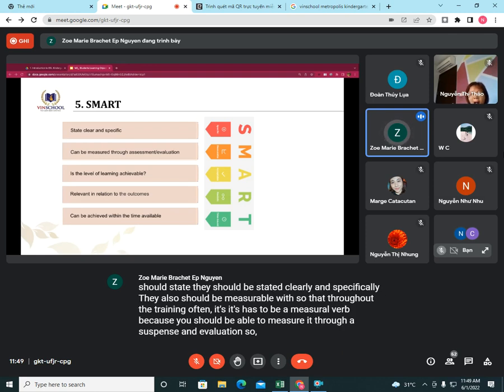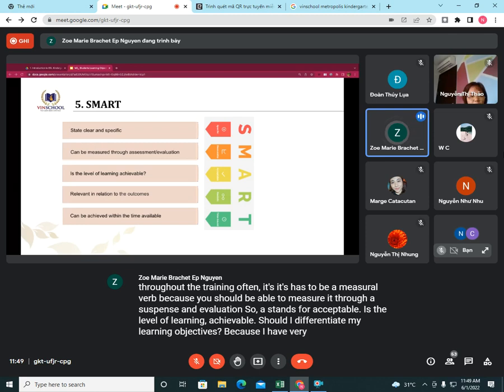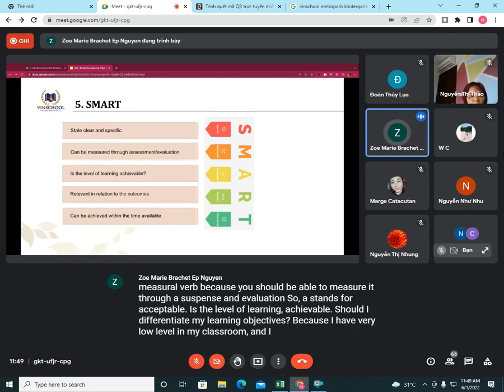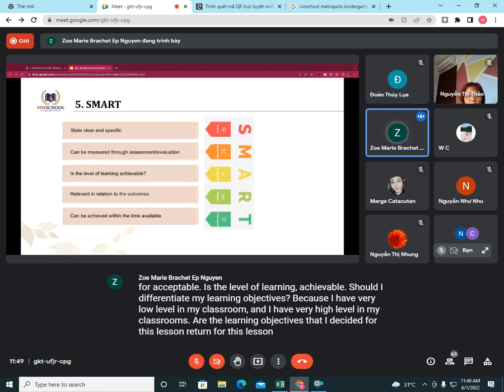So A stands for acceptable. Is the level of learning achievable? Should I differentiate my learning objectives because I have very low level in my classroom and I have very high level in my classroom? Are the learning objectives that I decided for this lesson acceptable for all my learners?